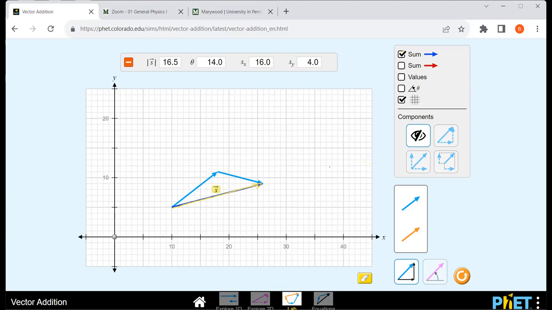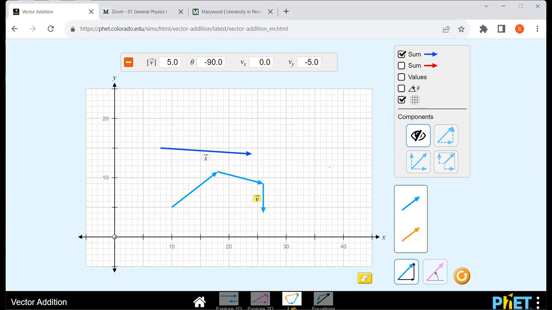Here I used two vectors, but I can use more than two vectors. Let me show you. Let's say we have another vector. Now you see that from the head of the first vector I draw the second vector, and from the head of the second vector I draw the third vector.